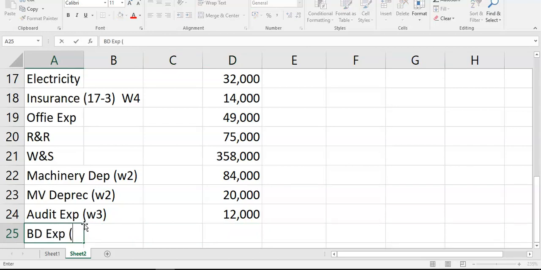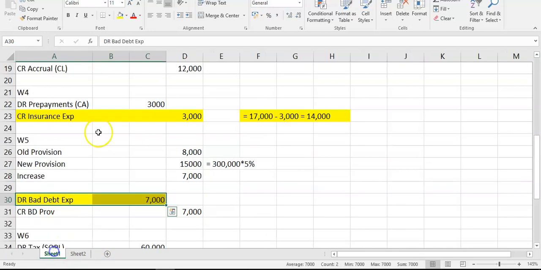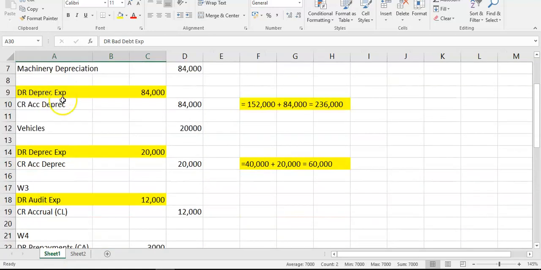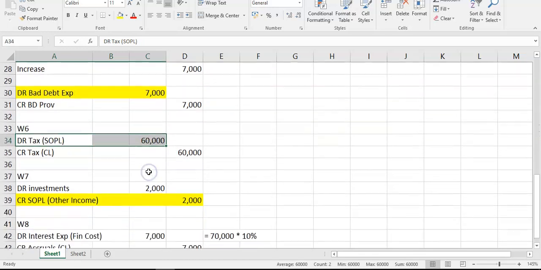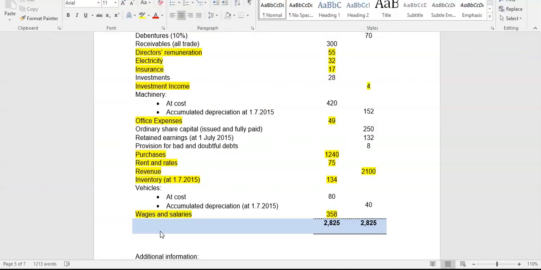And that's coming from working 5. That will be 7,000, because you're debiting expense, which means you're increasing the expense. All right, so if we go back there, we've looked at each of them then, we've highlighted all those income statement items are taken care of. Tax will be dealt with in a second, as will interest expense, because they go after operating profit. So it looks like we have all the items there.